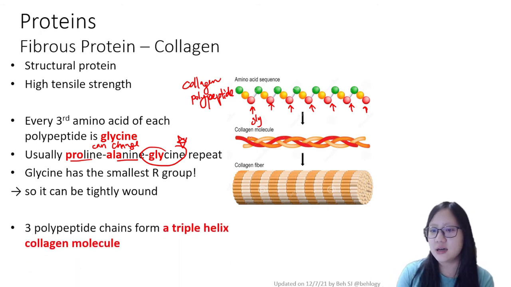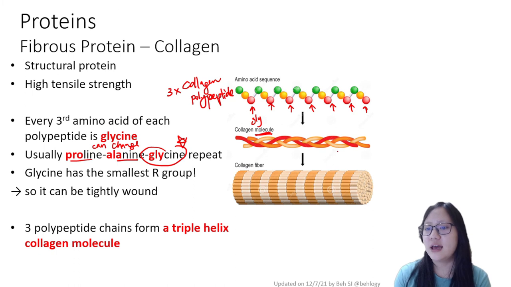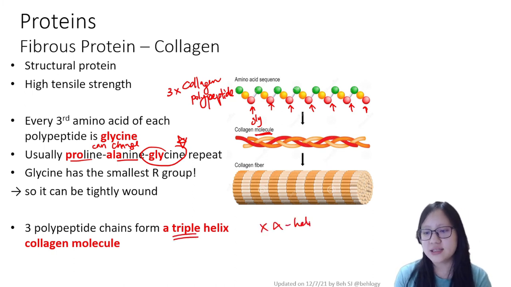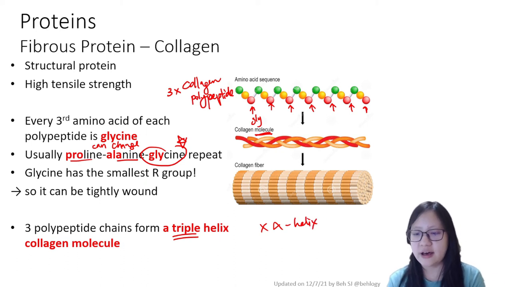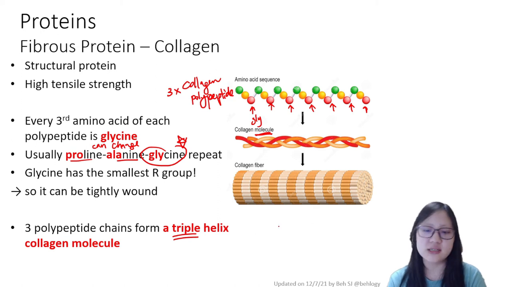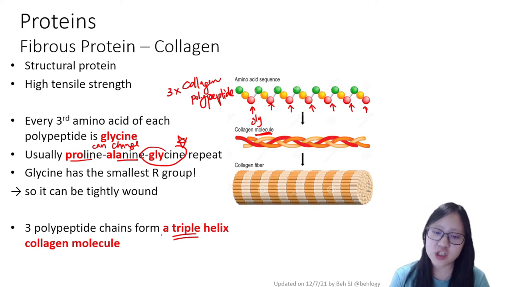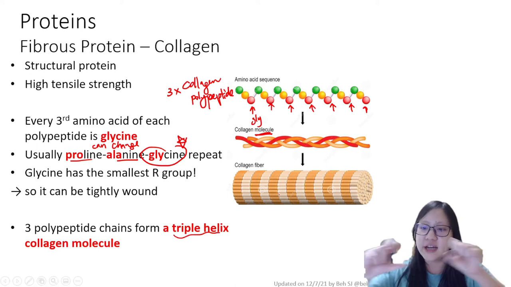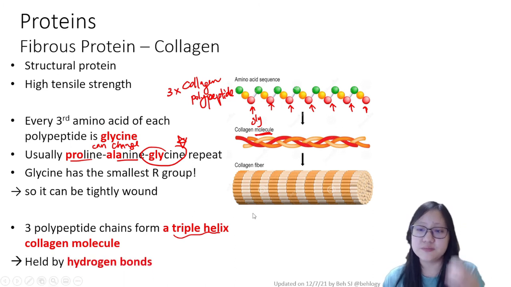So you can see here, the collagen molecule is made up of three polypeptide chains, and it forms what we call a triple helix, not alpha helix. That is different. We saw last video what is an alpha helix. That is definitely not this. Three polypeptide chains form a triple helical collagen molecule, and it can coil tightly around each other like a braid because glycine is there.